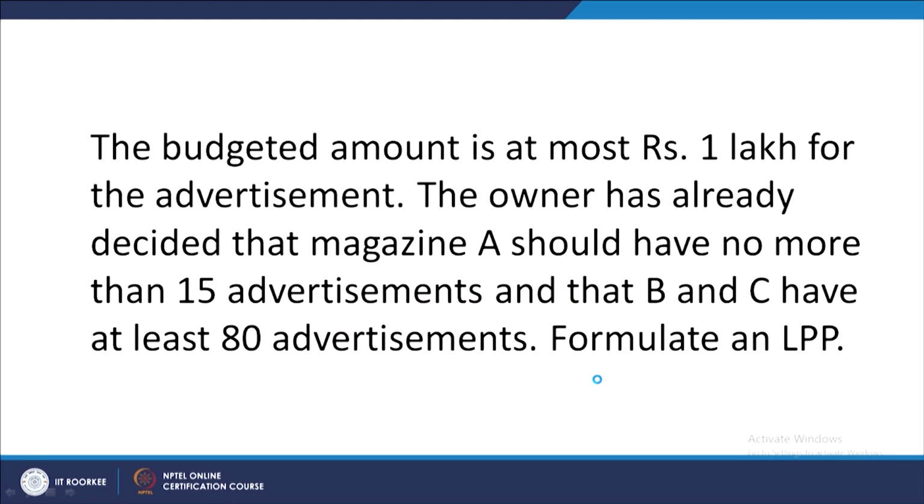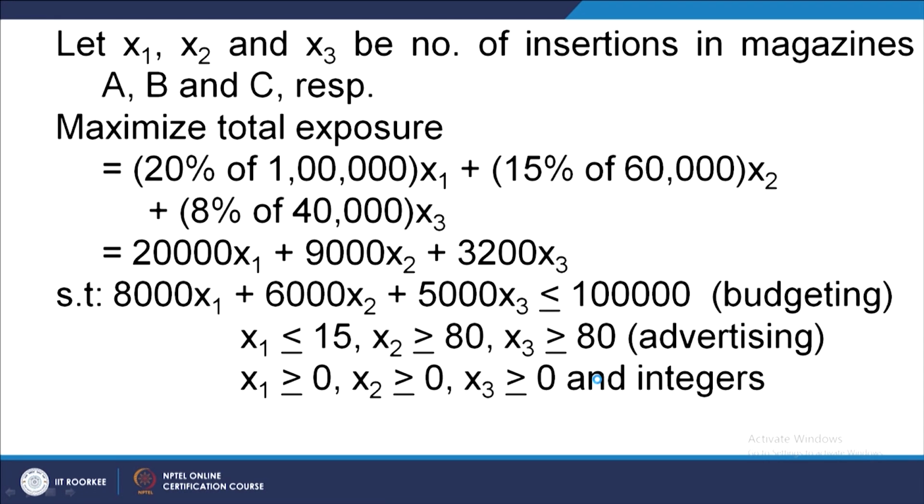Now, the budget amount is at most rupees 1 lakh for the advertisement, and the owner has already decided that magazine A should have no more than 15 advertisements and that the B and C magazines have at least 80 advertisements. So, we are required to formulate the given problem as a linear programming problem. So, let us first of all define the decision parameters.